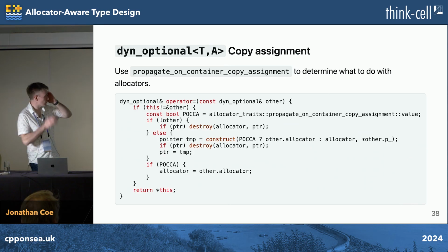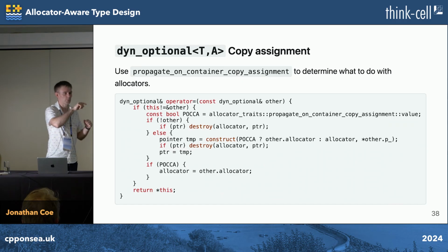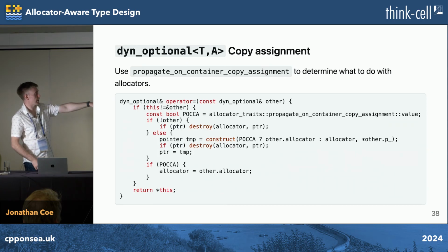The reason this is difficult to write is you can't look at the propagate on container copy assignment and immediately update the allocators, because then you run the risk of destroying an object which was there with the wrong allocator, and that's putting blue bricks back in the red box, and yeah, Lego again, but works. So we'll check to see if there's nothing in other. If there's nothing in other, then we need to use the allocator we originally had to destroy the object we own, if there was an object.